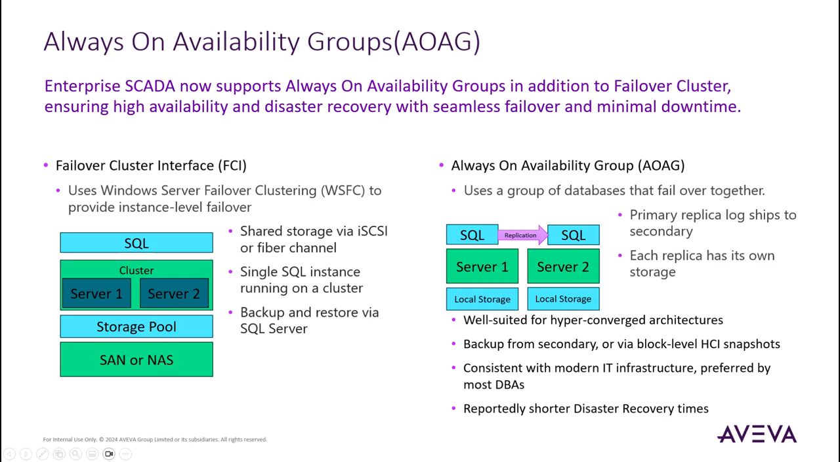Always On availability brings a number of benefits. It is well suited for hyperconverged architecture. Backups can be done from the secondary replica via block-level hyperconverged infrastructure snapshot, leaving the primary replica to process data generated from applications. Always On availability is consistent with modern IT infrastructure and preferred by most database administrators. And lastly, reportedly shorter disaster recovery times.